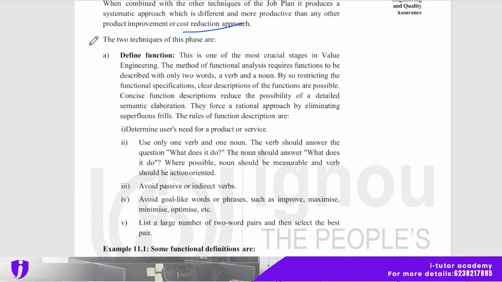The first of the two techniques of this phase is define function. This is one of the most crucial stages in value engineering. The method of functional analysis requires a function to be described with only two words, a verb and a noun. By so restricting the functional specification, a clear description of the functions is possible, and concise function descriptions reduce the possibility of detailed systematic elaboration.